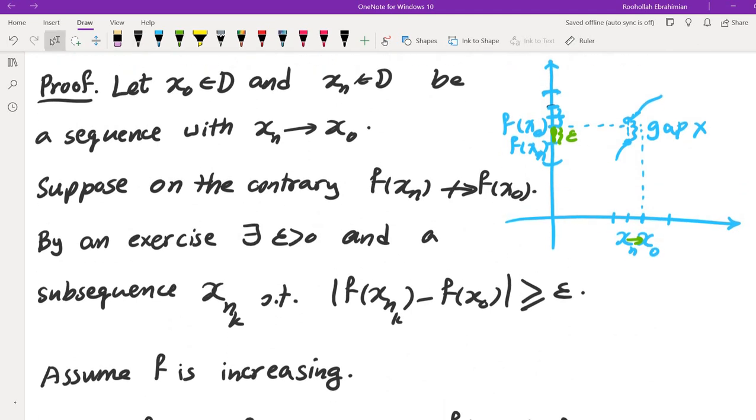Okay, so let's recap what we did. We wanted to show f is a continuous function. We started with a sequence x_n that converges to x0, and the objective was to show f(x_n) also converges to f(x0). What we did was we assumed f(x_n) doesn't converge to f(x0). Then we used an exercise to find a subsequence such that the difference between f(x0) and f(x_nk) is greater than or equal to epsilon.